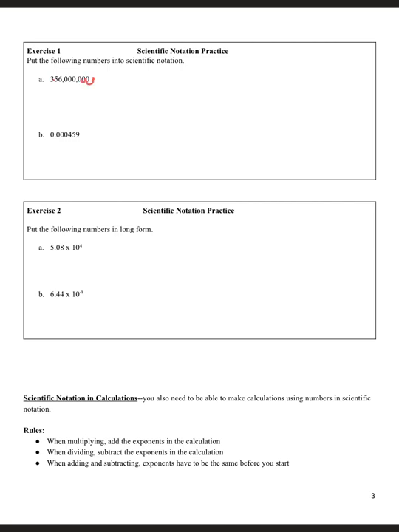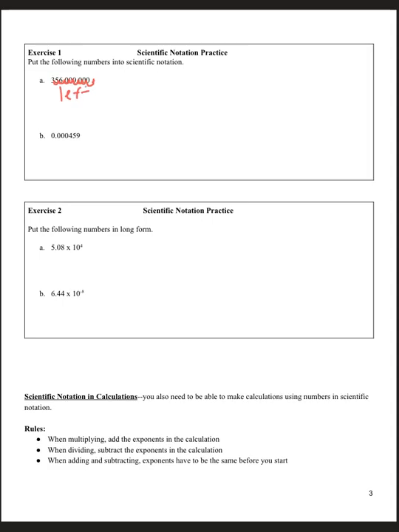So I'm going 1, 2, 3, 4, 5, 6, 7, 8. I have moved it, did I count? I think 8 places to the left. Was it 8? I've got to recount. 1, 2, 3, 4, 5, 6, 7, 8. Yes. So this would be 3.56 times 10 to the 8th. And that is how I write that number.